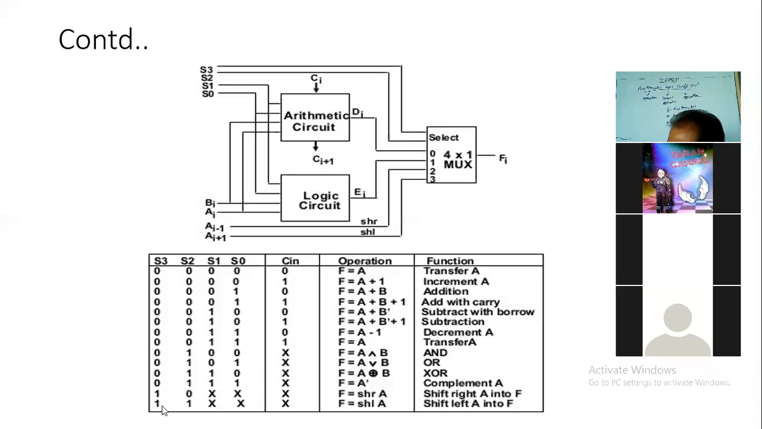Okay, now we have only two remaining operations, shift right and shift left. If S3, S2 bits are 1, 0, then we will perform shift right. If it is 1, 1, we will perform shift left. It is easy to remember this table. S3, S2: 0, 0 for arithmetic circuit, 0, 1 for logic circuit, and 1, 0 and 1, 1 for shift right and shift left.